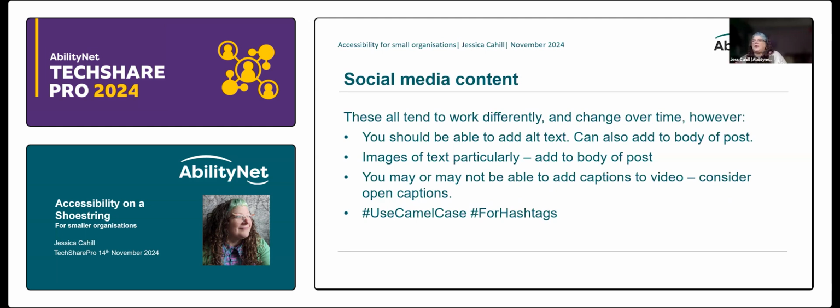And again, we've got a whole webinar on this, but you should be able to add alt text, avoid images of text. You may or may not be able to add captions to video. This really varies across platforms. So you probably want to consider using open captions, which are the ones that are burnt in to the video so that you can use the same video on different platforms. And if you're using hashtags, then use a capital letter at the start of each word. So this helps screen readers to pronounce the hashtag correctly rather than just as a mush of letters.